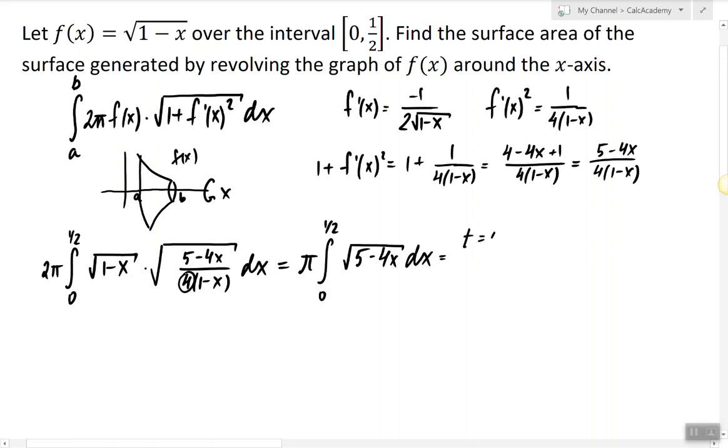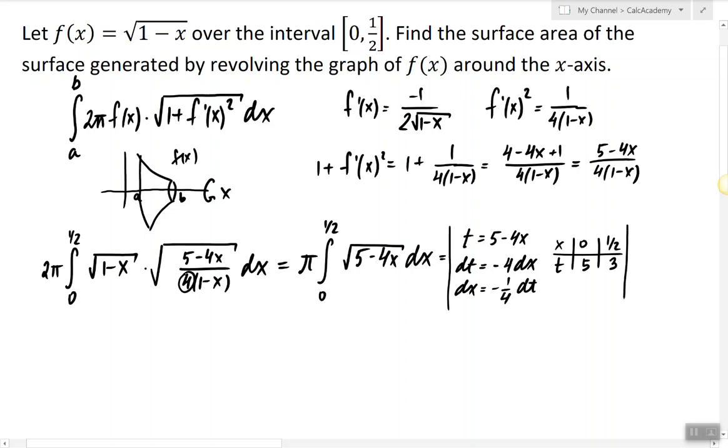substitution. So let t be equal to 5 minus 4x, then dt is equal to minus 4 dx, meaning dx is equal to negative 1/4 dt, and the new limits of integration will be: when x equals 0, t is equal to 5, when x equals 1/2, t equals 3. So we get the following integral: pi from 5 to 3 square root of t times negative 1/4 dt.